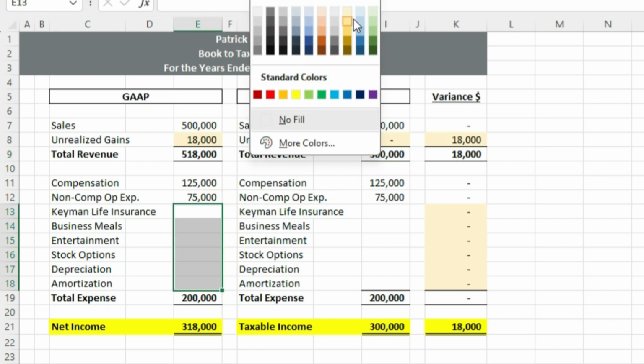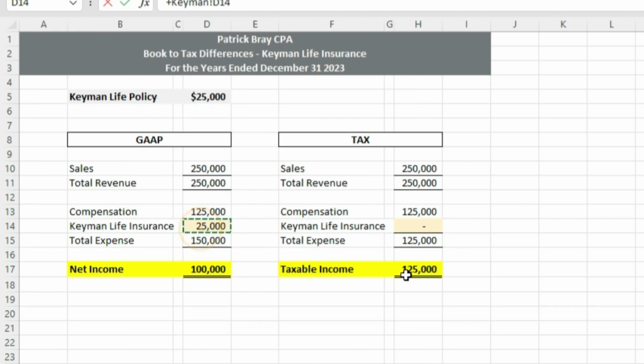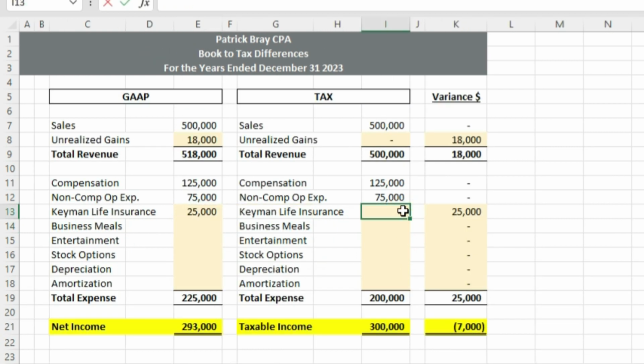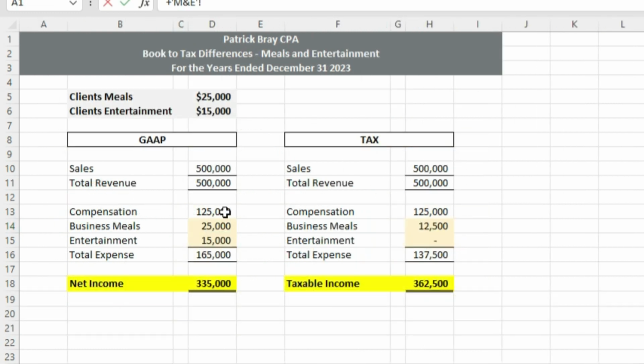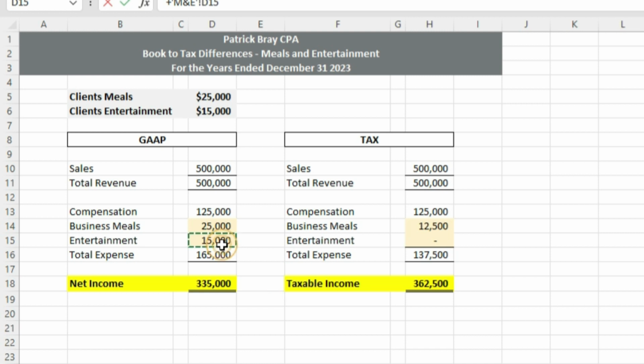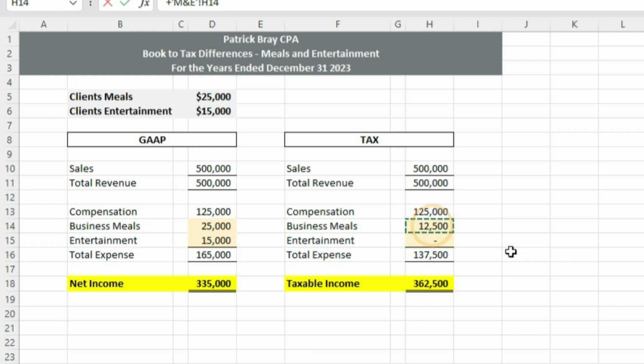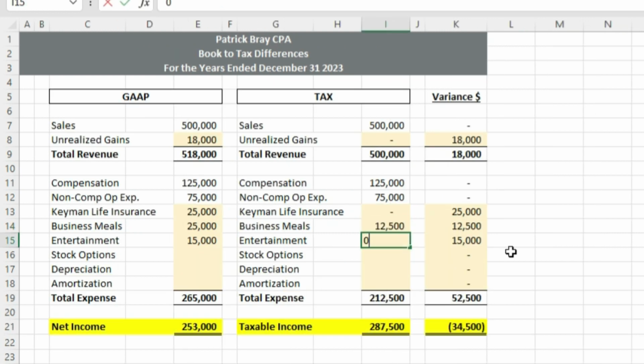And then I forgot. I want to highlight these so I know I need to fill them in. All right, so then key man life insurance. For GAAP standpoint, I got my expense. From a tax standpoint, I'm getting nada. Can't deduct it. Meals and entertainment. So GAAP, get my full 25. Entertainment, get my full 15. Tax, getting half of my client meals, and I'm getting nothing for client entertainment.